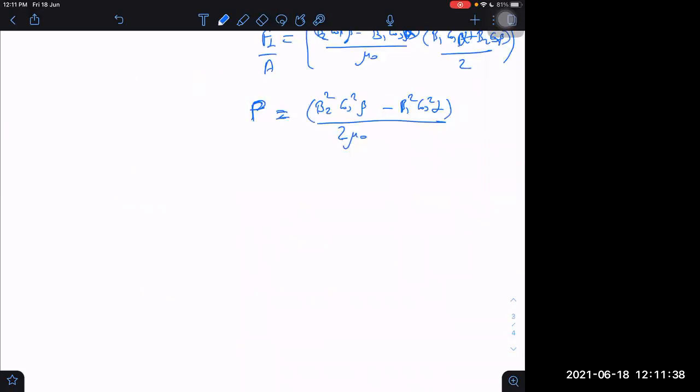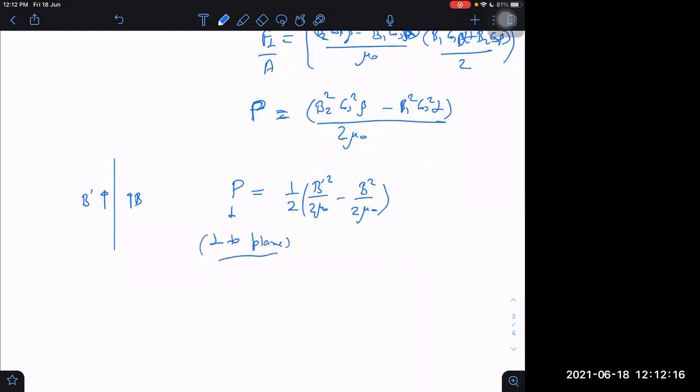So if you want to find out the pressure, we can use this formula always. Let me write it in this way. Parallel to the sheet, the field is B dash on one side and B on the other side. Then it will be B dash square by 2 mu naught minus B square by 2 mu naught. That will be the pressure perpendicular to the plane. Another half will not be there, sir. Oh, I took 2 times, sorry. Just this only.